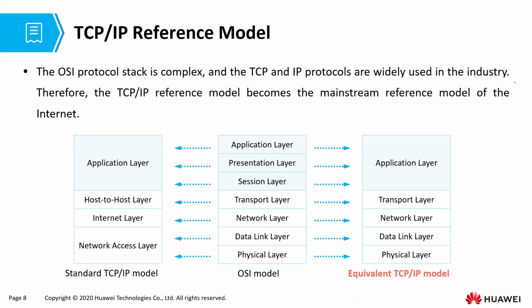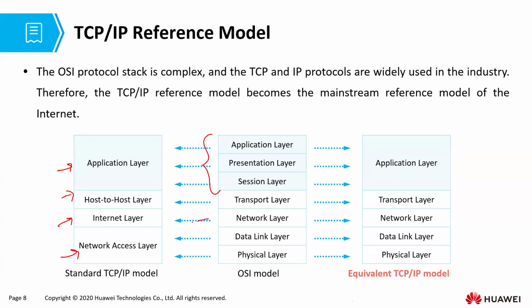Right, then we have the TCP/IP reference model. If you understand the OSI, it becomes very easy to understand the TCP/IP, because they are similar. You realize that the TCP/IP has four layers: application, transport, internet, and network access. You just realize that the TCP/IP application layer combines three OSI layers: the application, presentation, and session. Transport remains transport as it is.